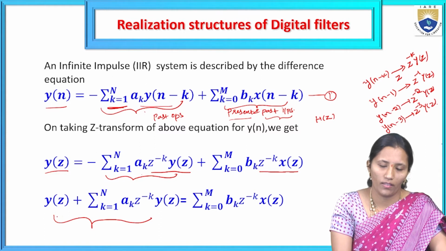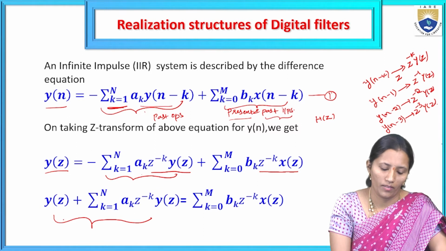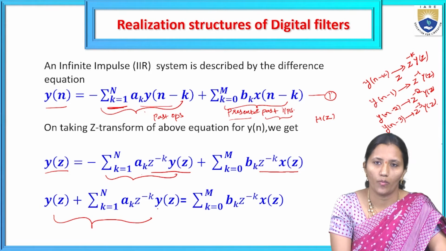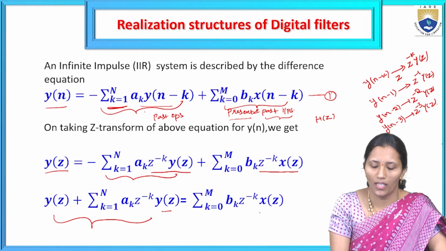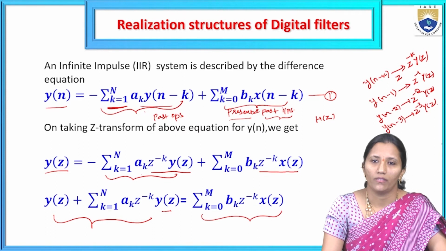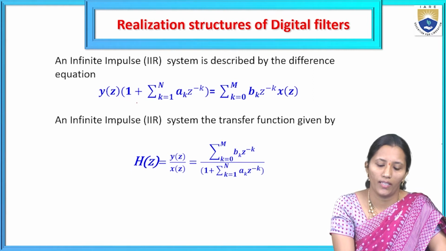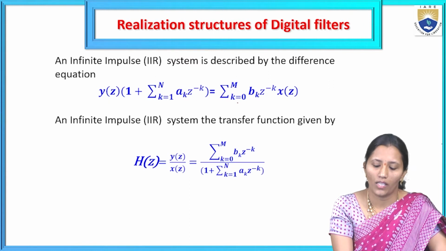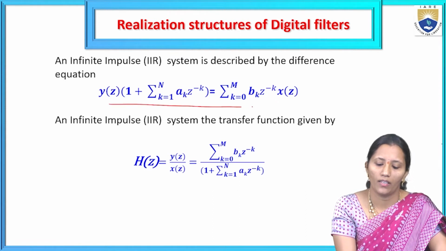to the left side. Make the Y of z terms, whatever terms we have, move them to the left side. So Y of z plus sigma k equals 1 to N a_k z power minus k Y of z equals sigma k equals 0 to M b_k z power minus k into X of z. Here take the common Y of z term, and we get 1 plus sigma k equals 1 to N a_k z power minus k, times Y of z, equals sigma k equals 0 to M b_k z power minus k X of z. So here we get the general difference equation in the z domain.